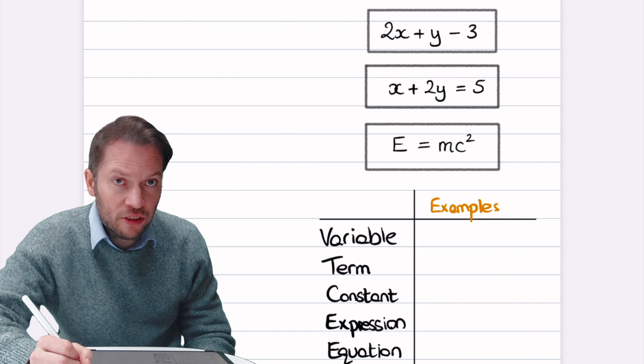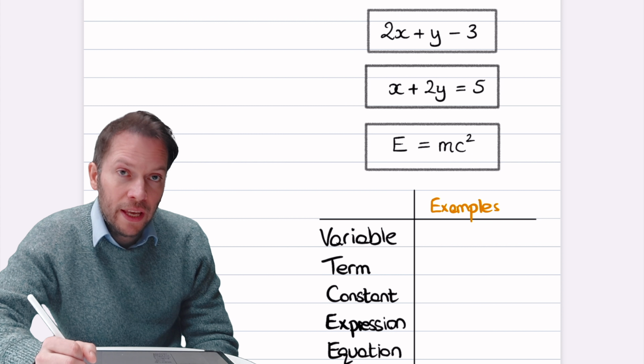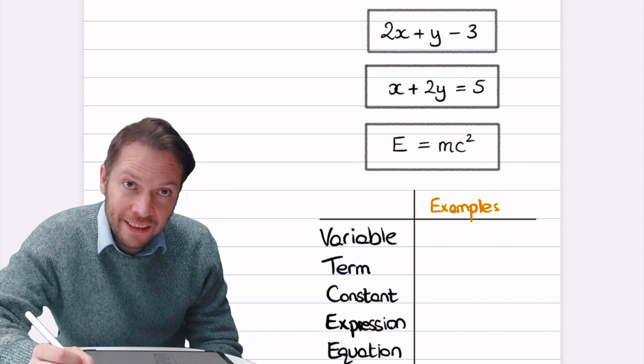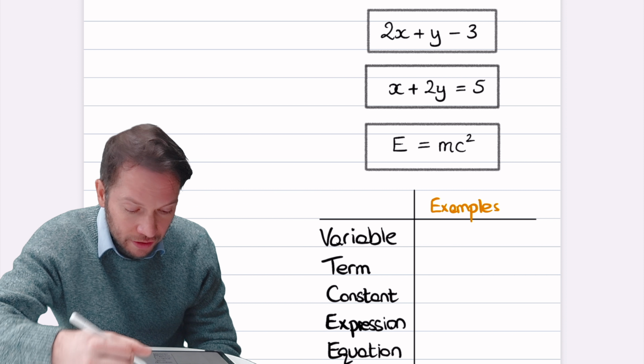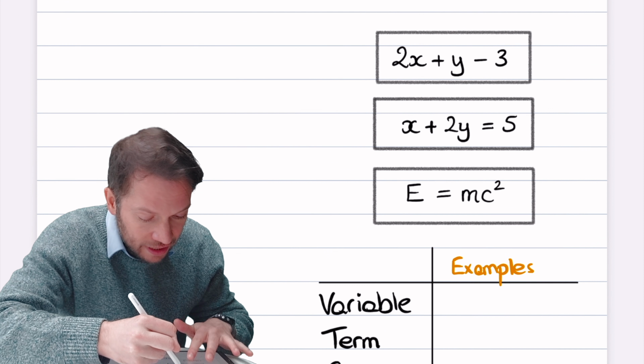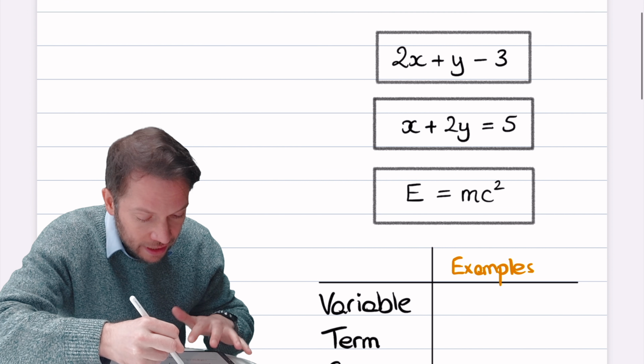Hi, in this video we're going to look at algebraic terminology. Now, algebra is using letters to represent unknown values. So for example, this x here is an unknown value, the y here is an unknown value, and we'll see what they're called. And algebra is specifically using letters to represent unknown values, and we hope that there might be some kind of information that allows us to work out what each of these letters are worth.